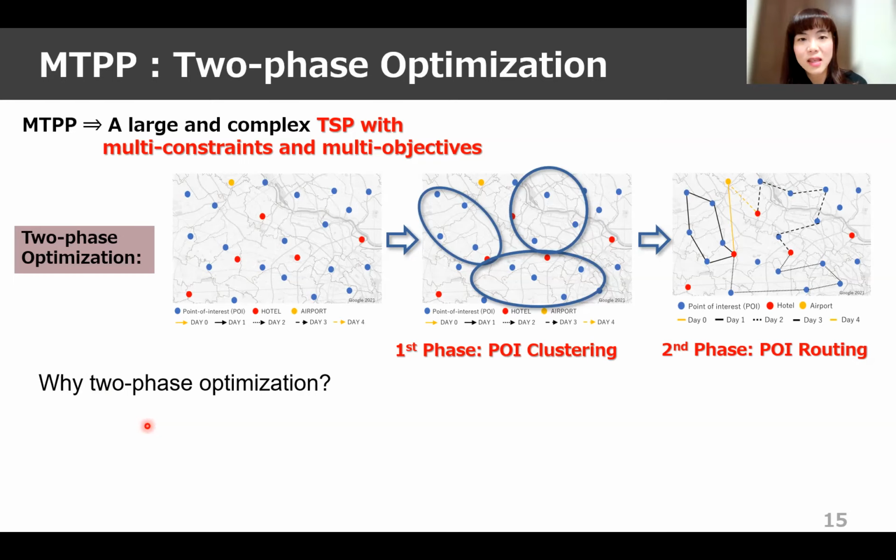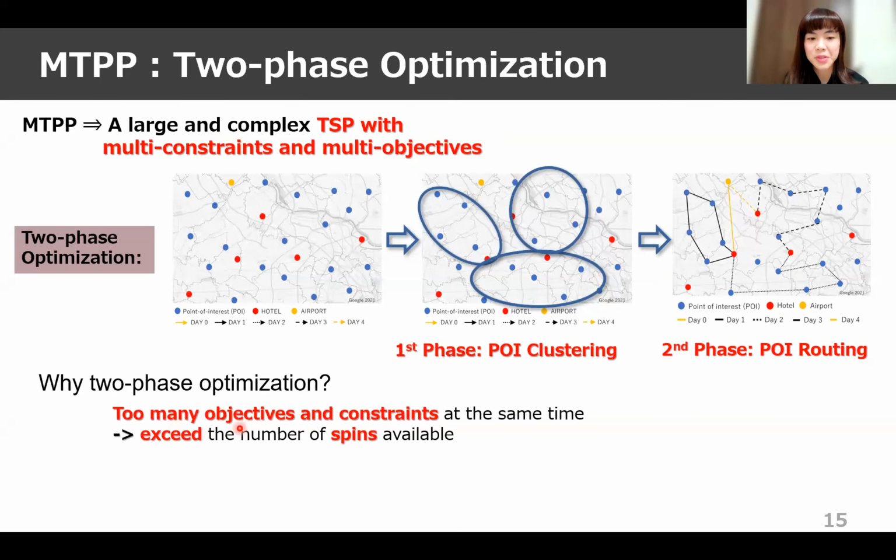I would like to say the answer to this why question may be that, as you can see, in the one-phase optimization, only two objectives and 4 constraints are considered. So the QUBO size won't be that large. However, if you would like to include more objectives and constraints at the same time, the size of the QUBO model might go beyond the number of spins available. As you might know, the number of spins on currently available quantum machines is quite limited.